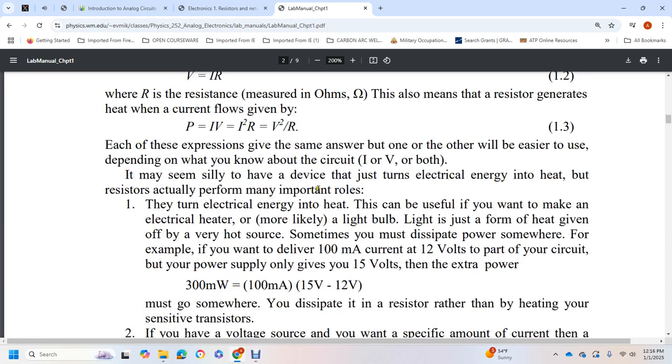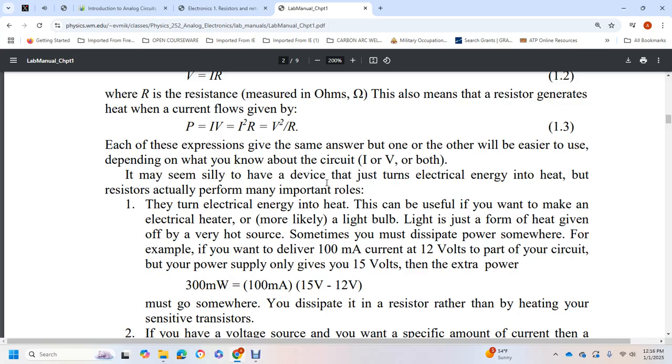Each expression gives the same answer, but one or another will be more useful depending on what you know about the circuit. It may seem simple to devise a part just for turning energy into heat, but resistors actually perform an important role. They turn electrical energy into heat that can be used to make an electrical heater or to light a bulb. The light is just a form of the heat given off by a very hot source.